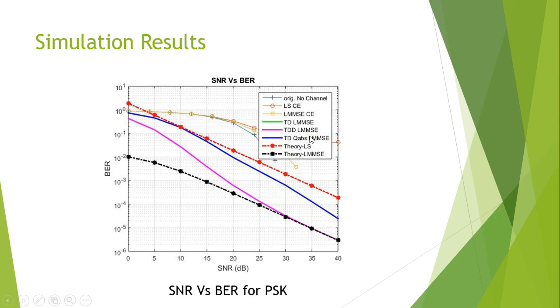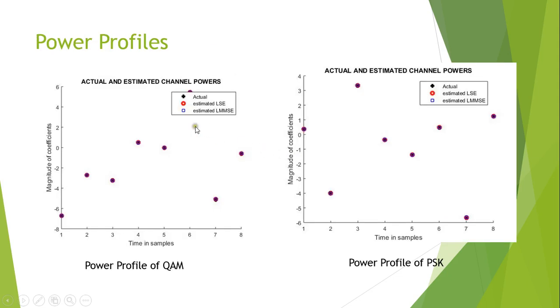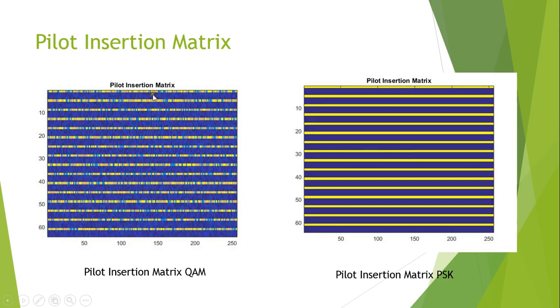Similar results you find for PSK, that is phase shift keying. And then these are the power profiles which are got through the code and the simulations: the power profile for quadrature amplitude modulation and the power profile for PSK. So these are the pilot insertion matrices which we got through the code and the simulations, this is for quadrature amplitude modulation, and this is for phase shift keying.